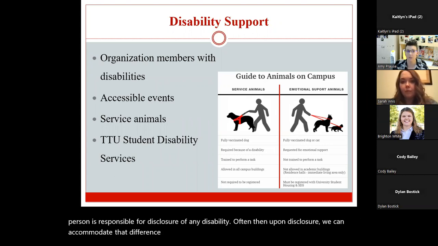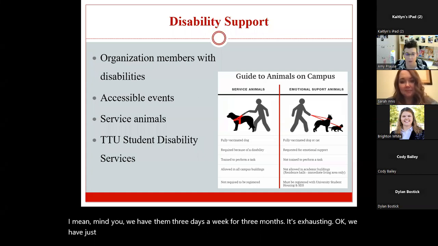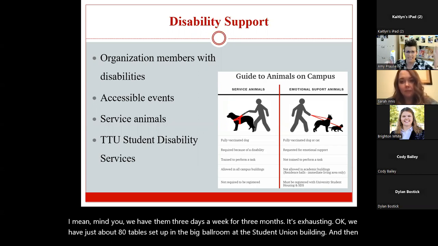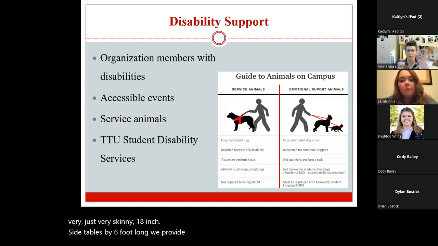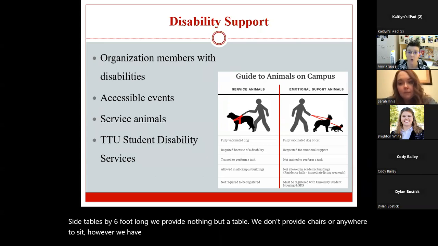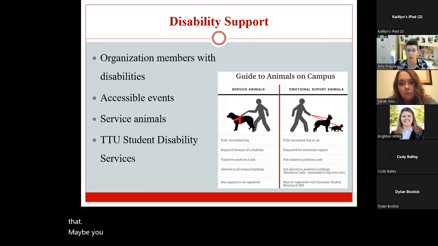For example, during our summer Red Raider orientation org fairs, I mean, mind you, we have them like 3 days a week for 3 months. It's exhausting, okay? We have just about 80 tables set up in the big ballroom at the Student Union building. And they're very skinny 18-inch wide tables by 6 foot long. We provide nothing but a table. We don't provide chairs or anywhere to sit. However, we have had students who have requested a chair to sit in. No matter what that reason might be, if that request comes to us, our office is going to accommodate that. Maybe you have you had a health procedure done, right?